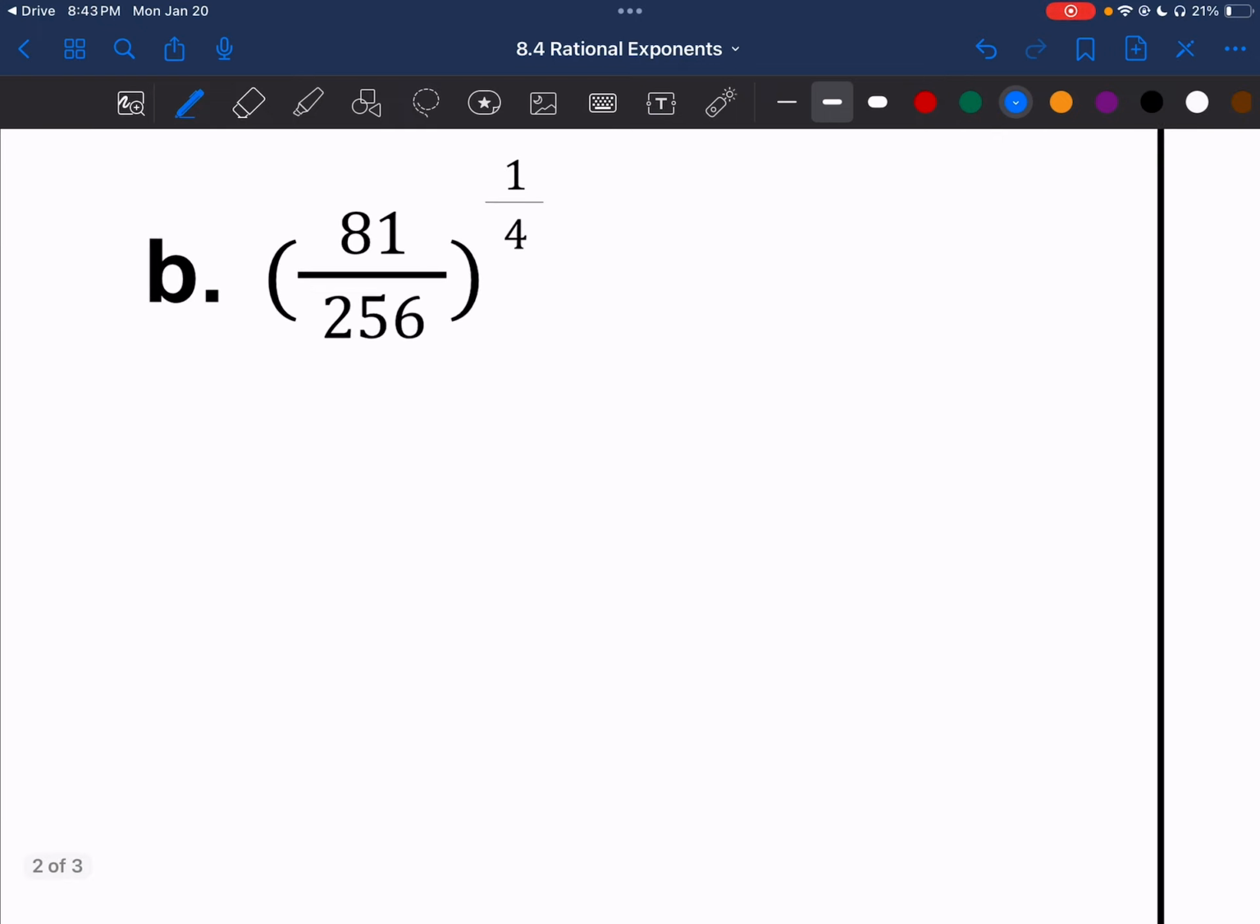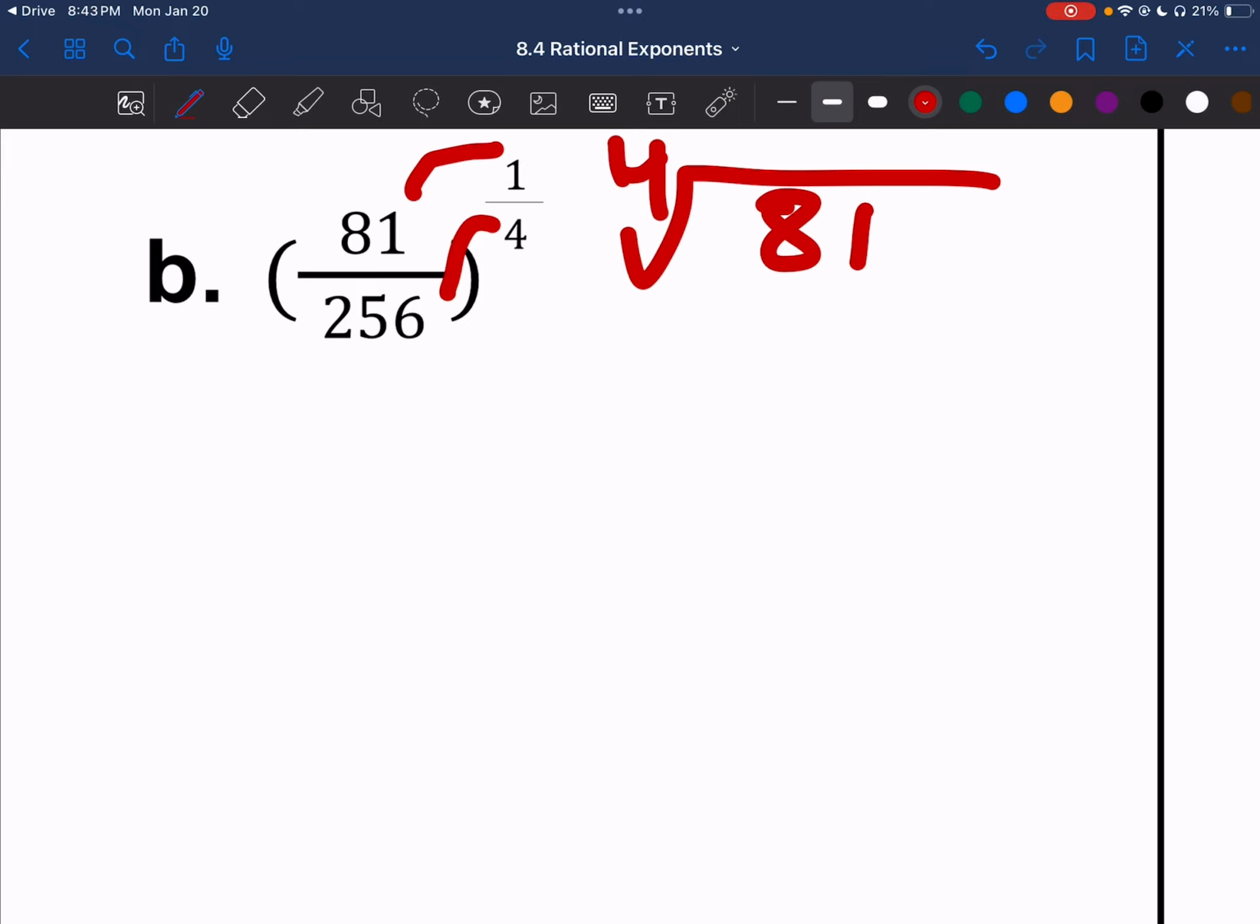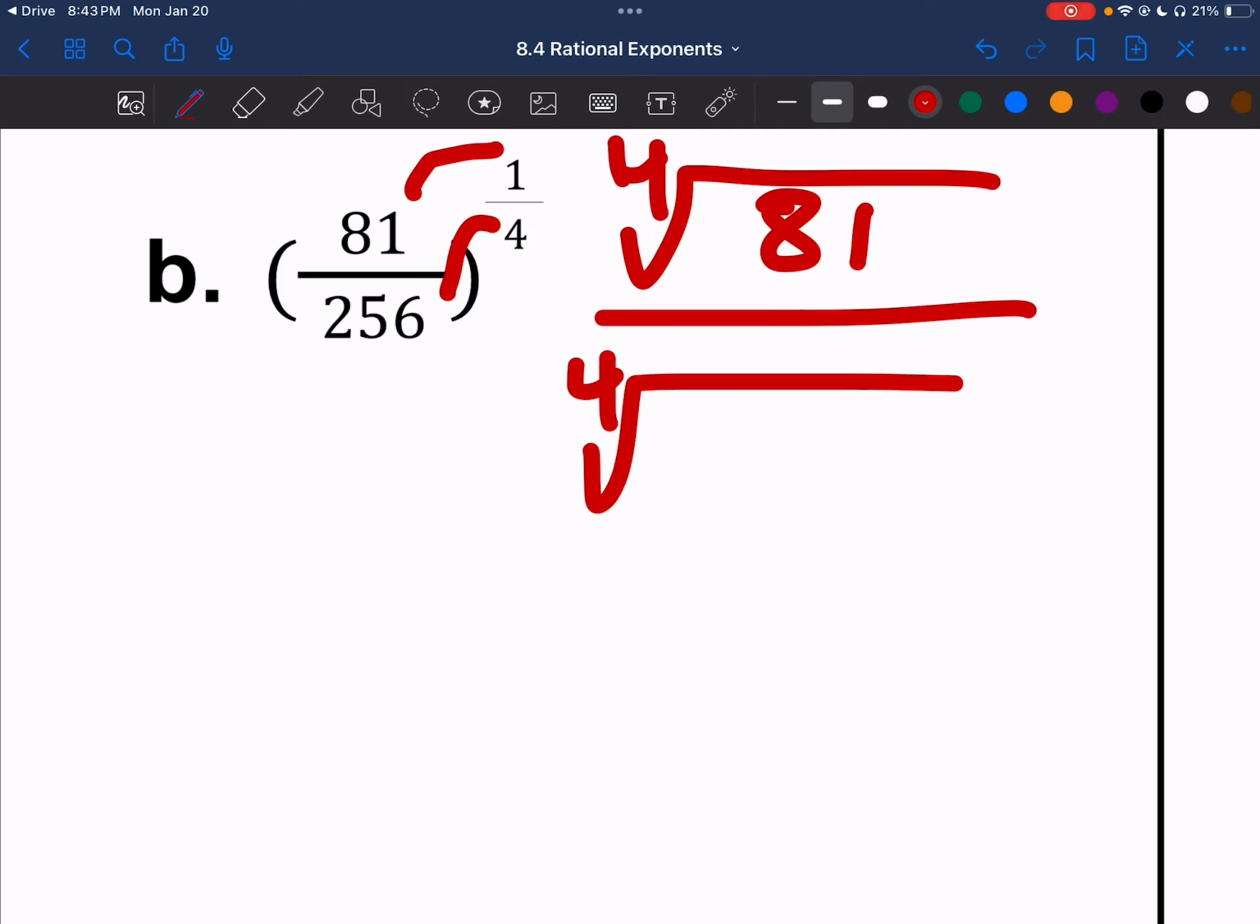Now, letter B, we are applying this exponent, and if you remember our exponent rules, we apply that 1/4 to both the top and the bottom. So we have the fourth root of 81 over the fourth root of 256.